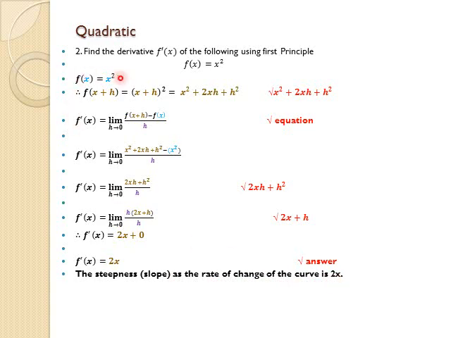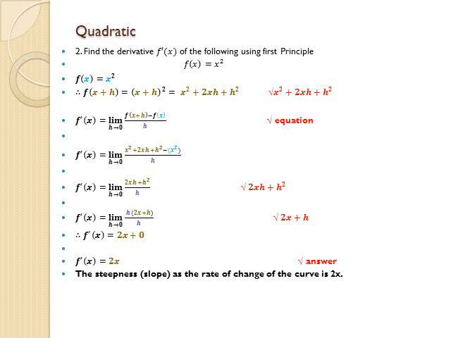So the rate of change for a parabola is a straight line equation. There, 1 mark for the answer, 1 for taking out h, 1 for simplification. So 1, 2, 3, 4, 5 marks. In the exam, we're going to test either a quadratic, cubic, or hyperbolic.